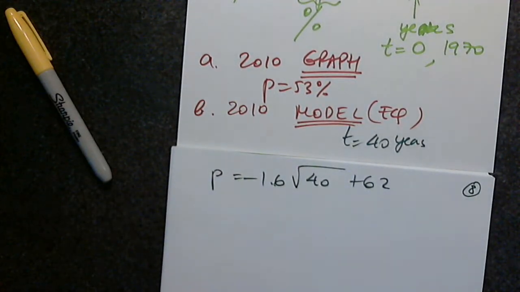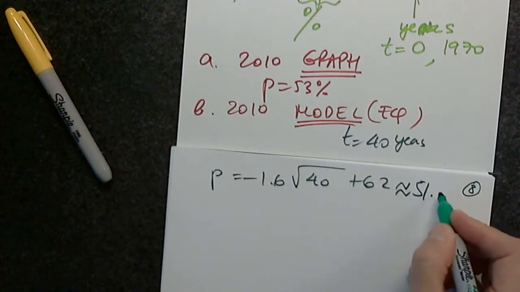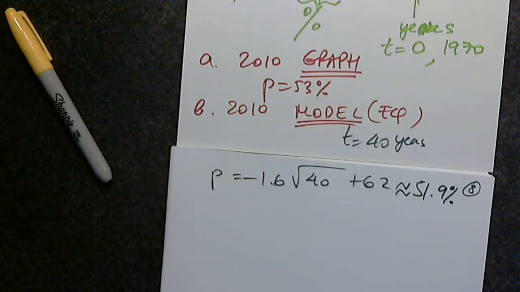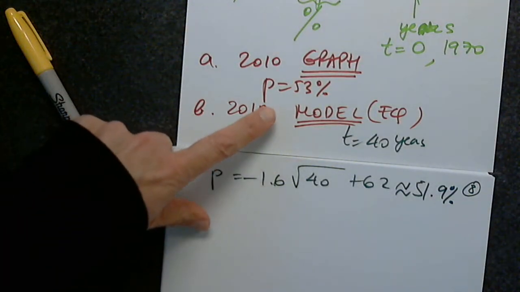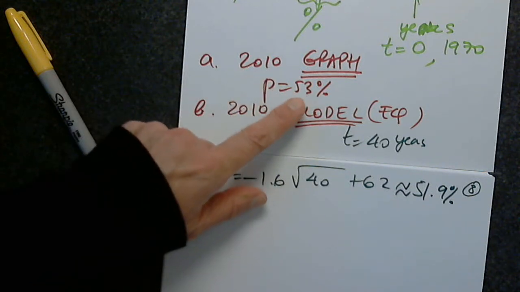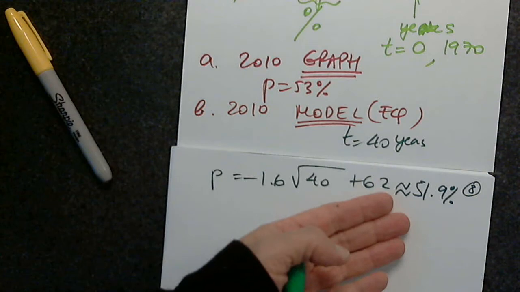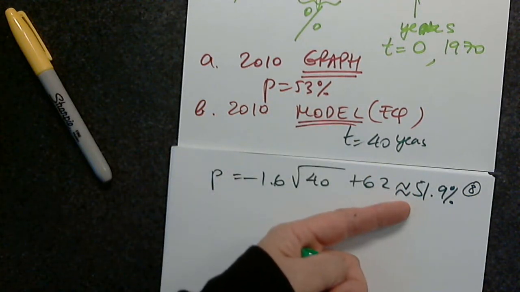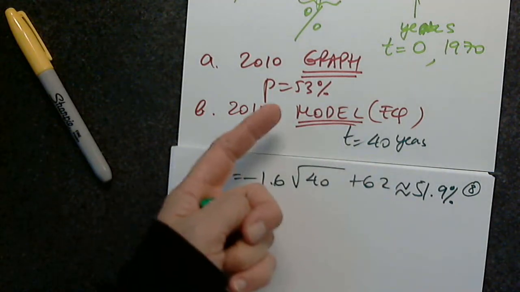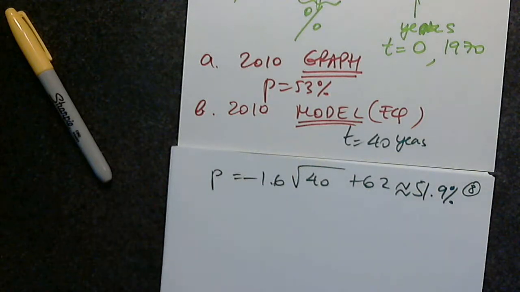So let's put it in the calculator. We have negative 1.6, the square root of 40, go outside of the square root, plus 62. And we get approximately 51.9%. So this is what the model is giving us. The actual value determined was 53. Would you say this is an underestimate or an overestimate of the true value? An underestimate of about 1%. Okay, about 1%.